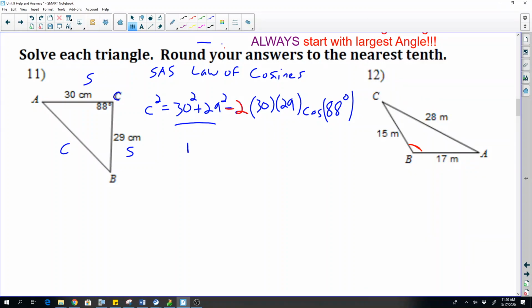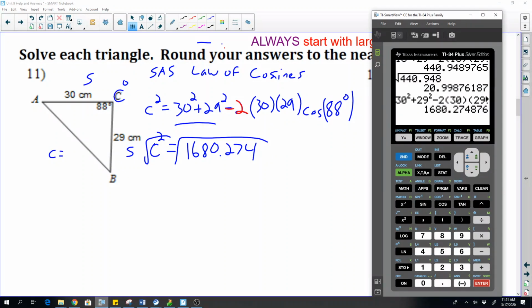1680.274. That's what c squared equals. And we want to find little c right now, not angle c. That's a big old angle. We want to find the side length c right here. What is that? Let's figure it out. Well, we have to square root both sides.